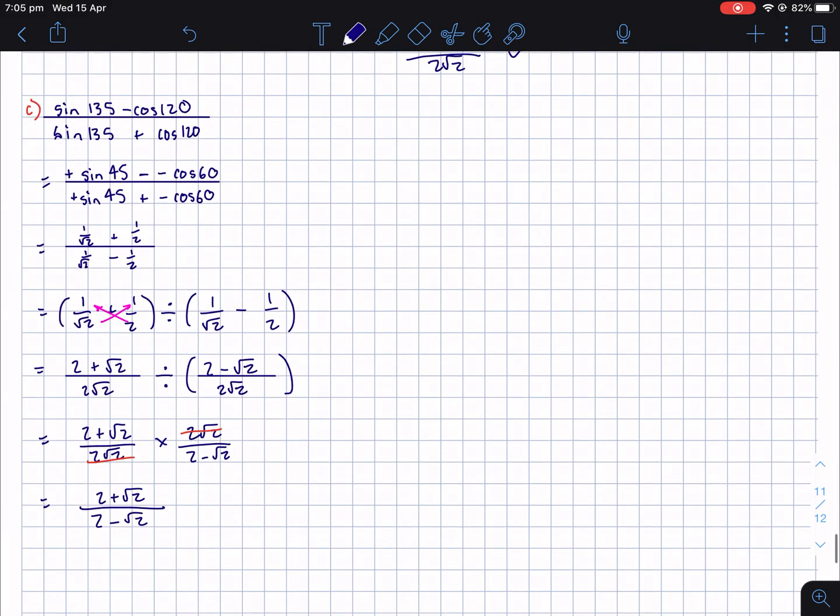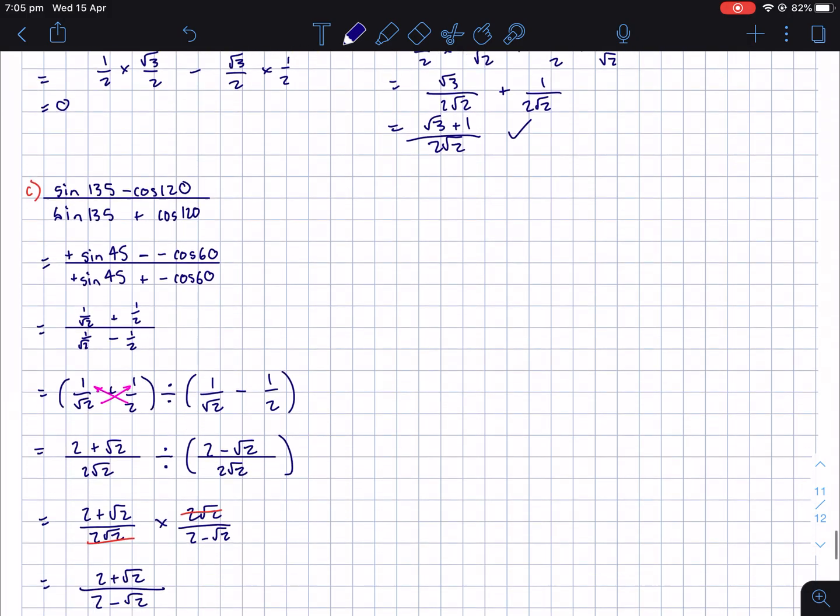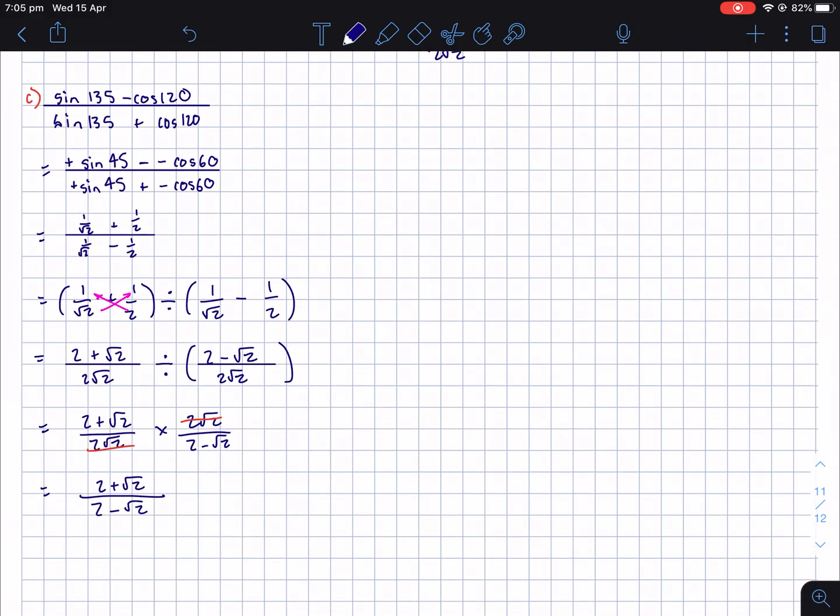That's really annoying. Why isn't that what I wanted? 3 plus 2 root 2. How? Maybe I need to rationalize.